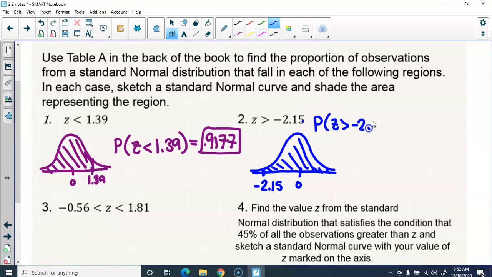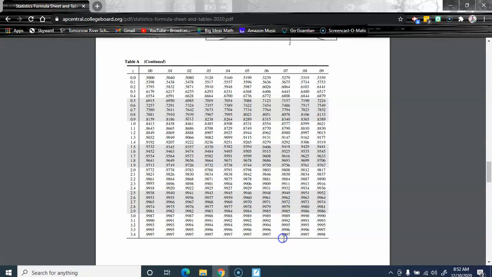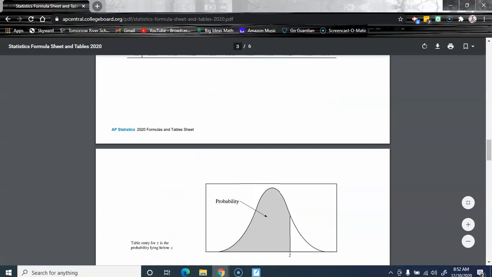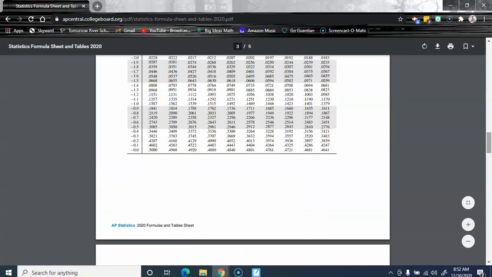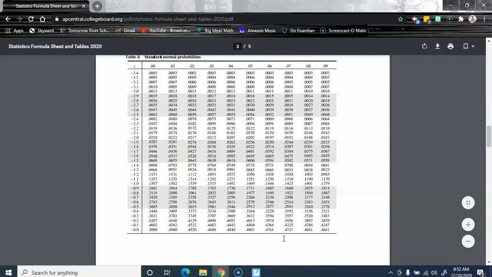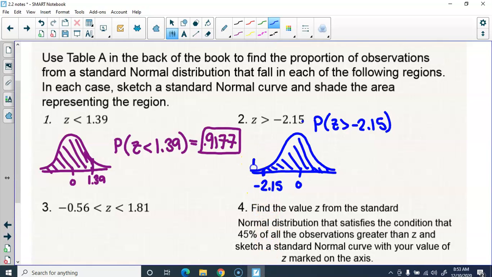So if I want greater than, which is to the right, so obviously I shaded to the right since it's greater than that value, I'm going to look at my table at negative 2.15, and this is going to give me the tiny little area that's to the left. The 0.0158 is the area to the left.